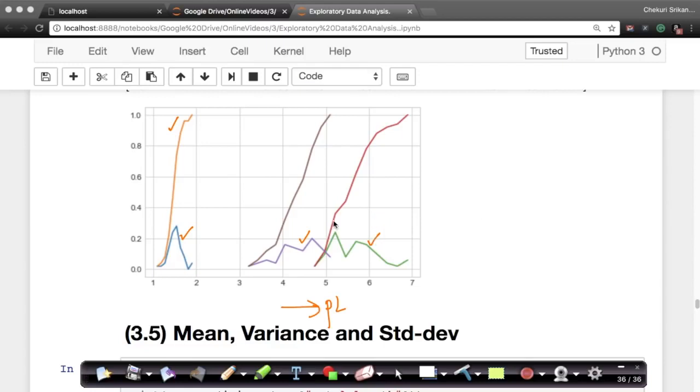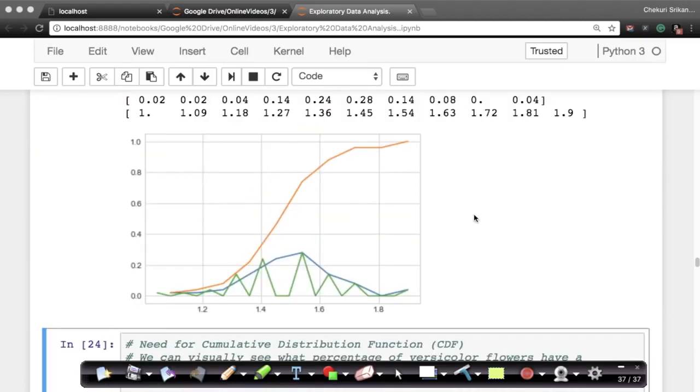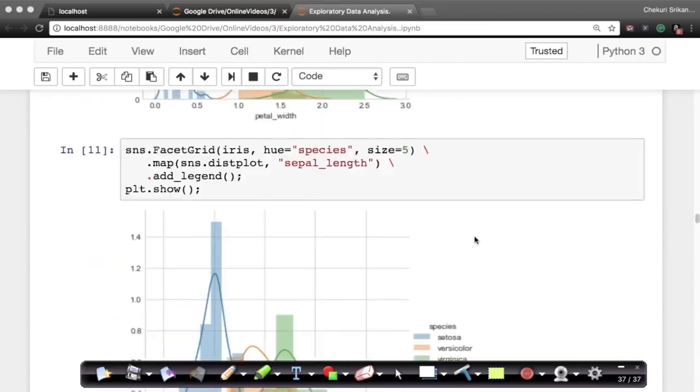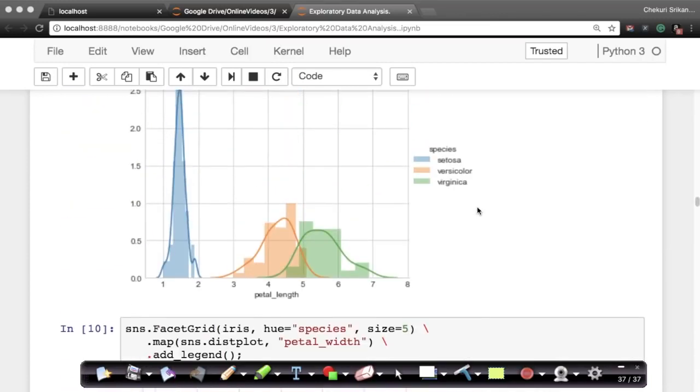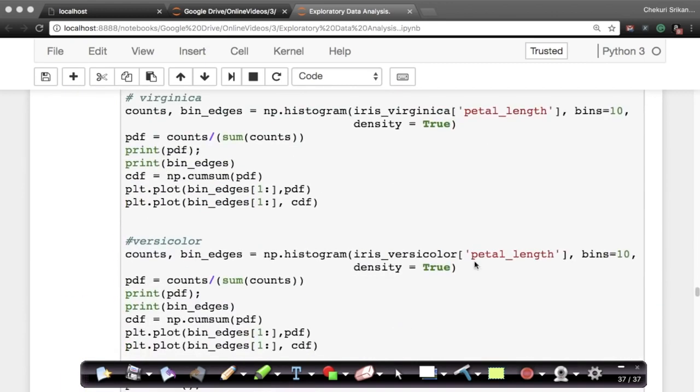Let me just verify which is virginica and versicolor. I always get confused with that. Let's just go up and see where my petal length is. Here is my petal length. Of course, the second one is versicolor. The third one is virginica. Okay, so let me just put that in here.